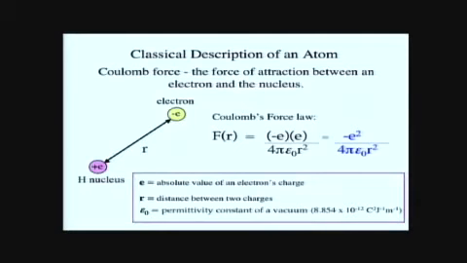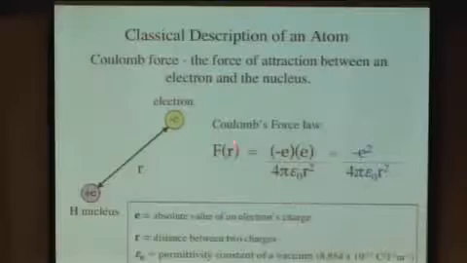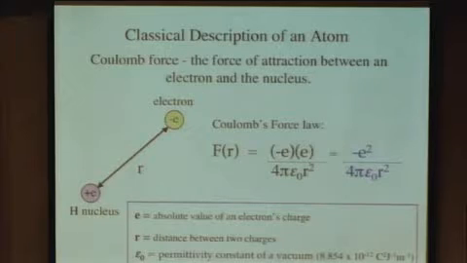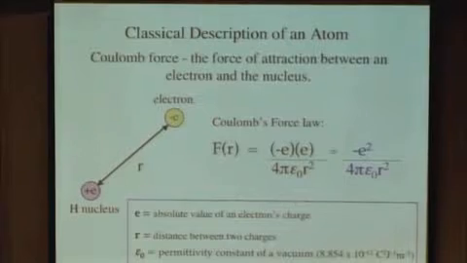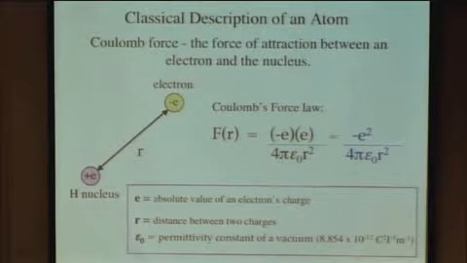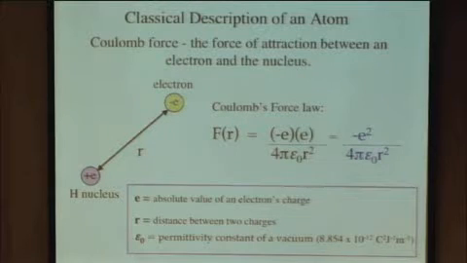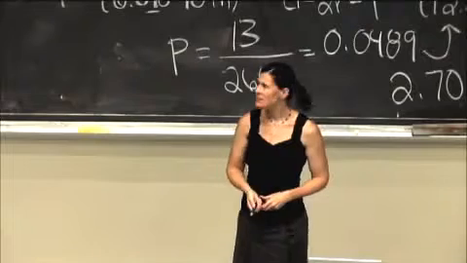We're describing the force that's holding these two particles together, and it's related to the charge of each of the particles, where e is the absolute value of an electron's charge. So an electron has a charge of negative e, we've written here, and the nucleus has a charge of positive e. And then we have r, which is simply the distance between the two charges. And what we see is that the force is inversely related to the distance between the two charges.